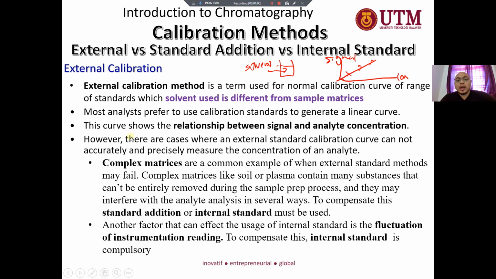However, there are cases when the external standard calibration curve cannot accurately and precisely measure the concentration of the analyte, for example, when we face a complex matrix. Complex matrices are a common example when external standard methods may fail. Complex matrices like soil or plasma contain many substances that cannot be entirely removed during the sample preparation process, and they may interfere with the analyte analysis in several ways. To compensate for this, standard addition or internal standard must be used.